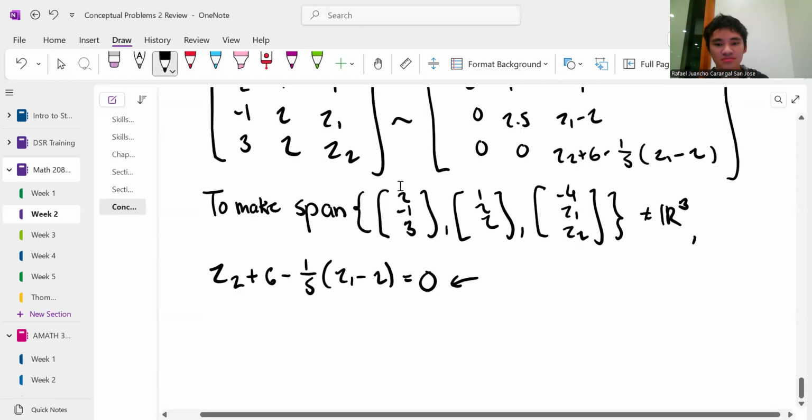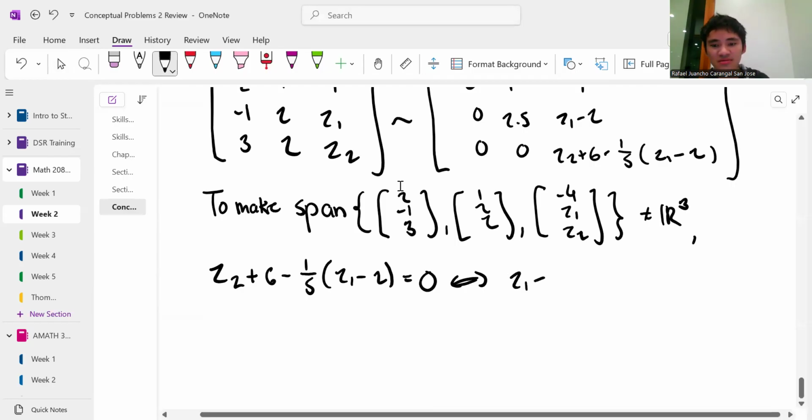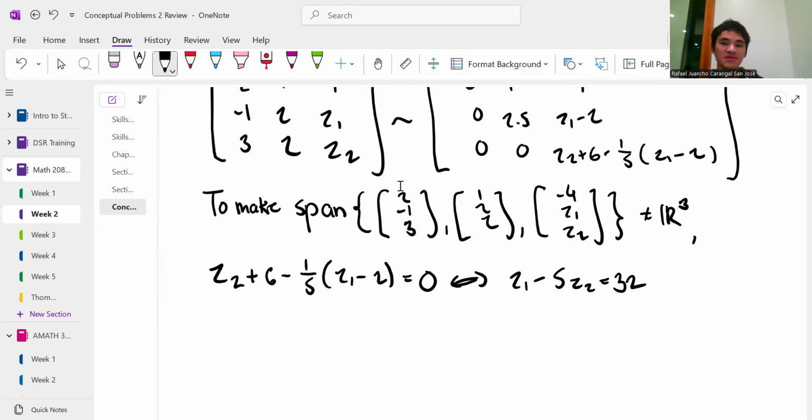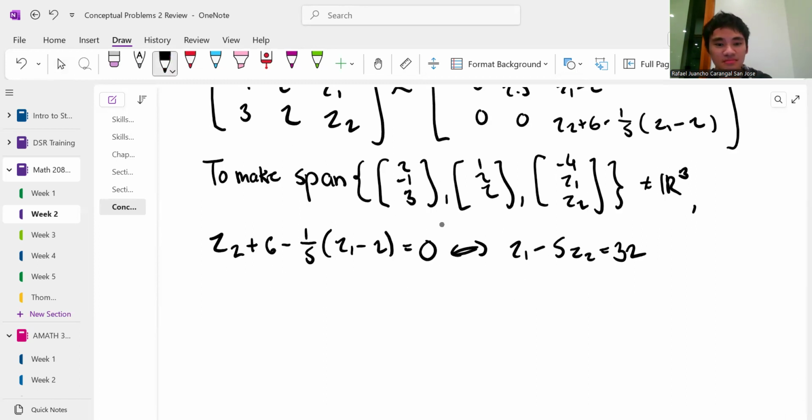Right? So in other words, if and only if, to simplify that whole thing, z sub 1 minus 5 z sub 2 is equal to 32. So if we get values for these, specifically z sub 1 and z sub 2, then the span is not R3. Okay? Right, let's try this one.